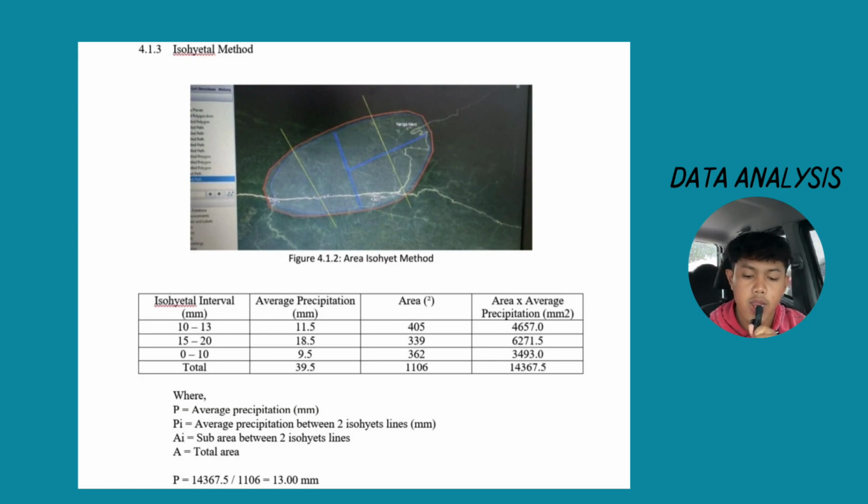And then lastly, we have to calculate the average precipitation, which is in mm. So how to find this? We have to divide the total of area times average precipitation by the total area. And then we've got 13.00 mm.